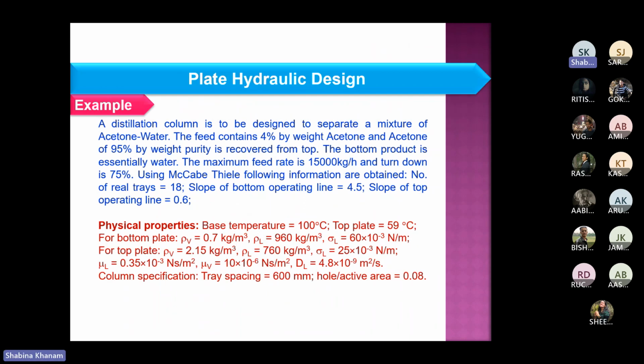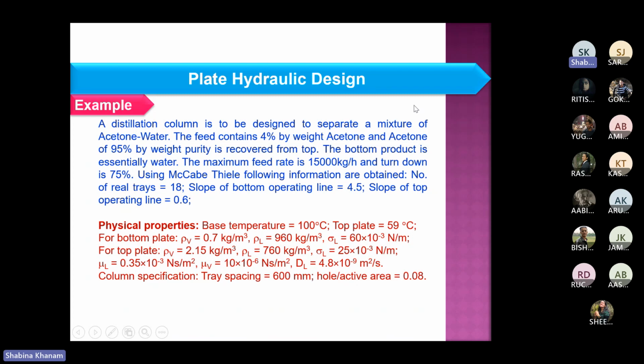Now here I'm having another example for plate hydraulic design. Okay, so in this, a distillation column is to be designed to separate a mixture of acetone water. Feed contains 4% by weight acetone, and 95% of that should be recovered from top. Okay, other 5% should be at bottom. So bottom is essentially water only. Okay, so bottom product is essentially water, maximum feed rate 15,000, turnaround ratio 75%.